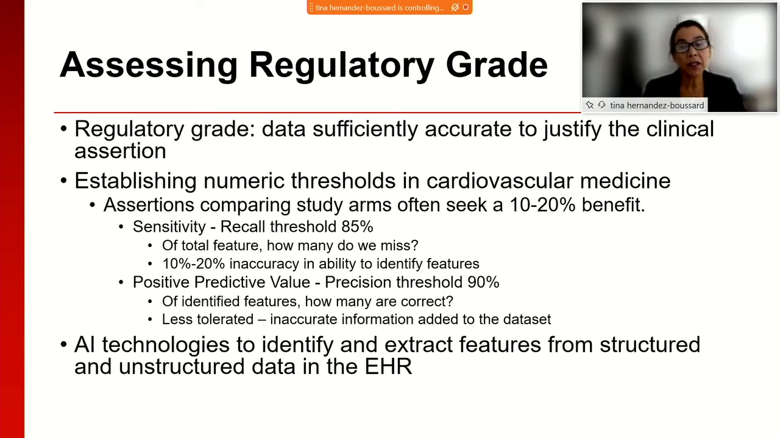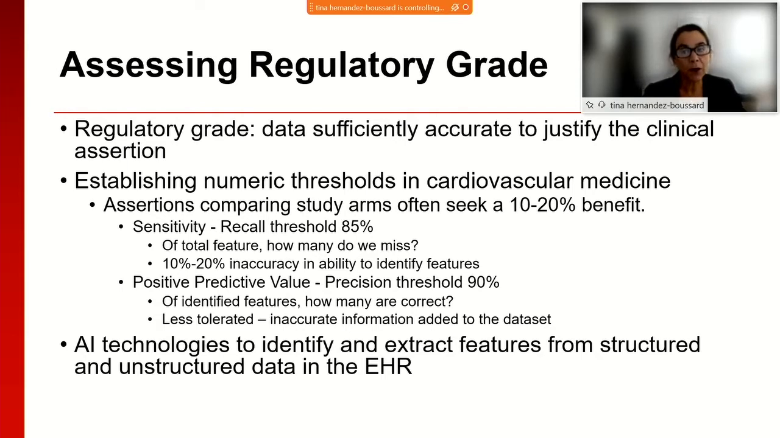And so for this study, we were trying to assess regulatory grade and how we can meet regulatory grade standards using EHRs. So first we had to define what was the cutoff for regulatory grade in this study. And to do this, we reviewed several RCTs in cardiovascular medicine and looked at assertions comparing study arms. And we found that in general, we seek about a 10 to 20% benefit between arms.